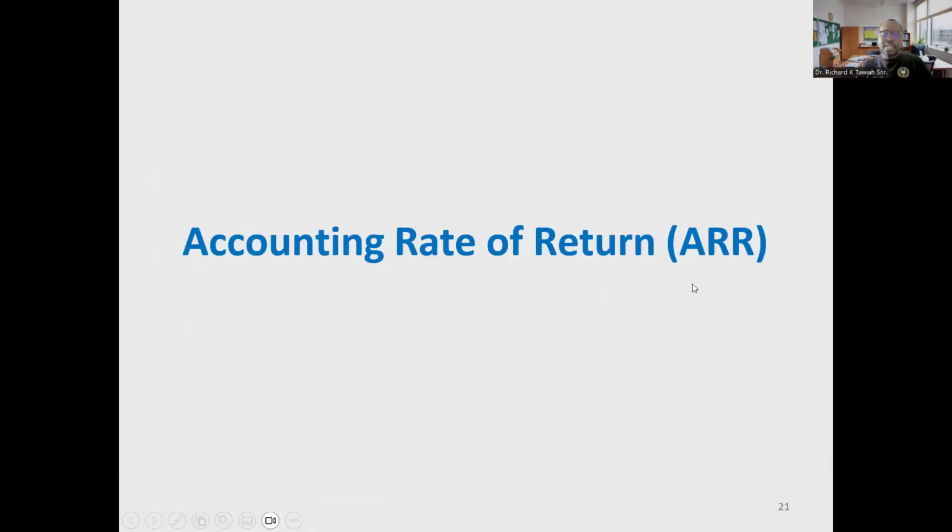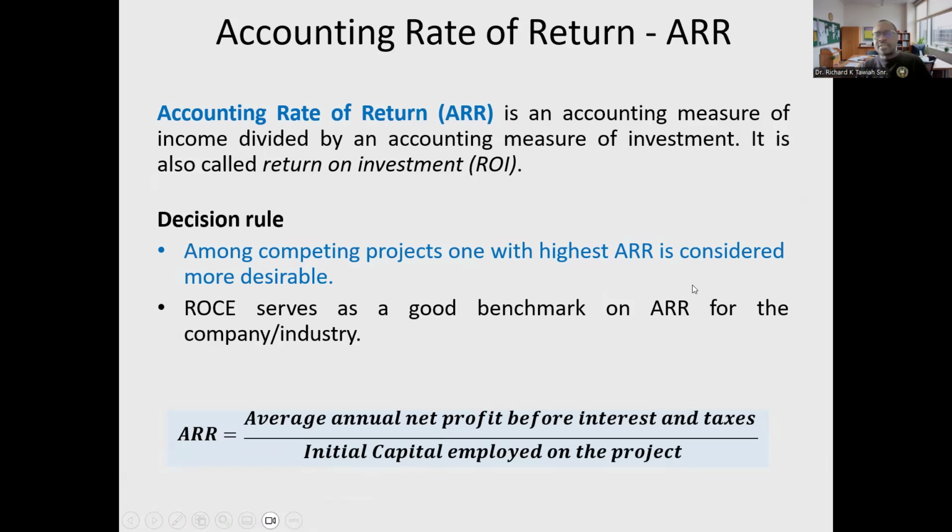Average accounting rate of return, or accounting rate of return, also called return on capital employed. So it's an accounting measure where we have the income divided by an accounting measure of investment. It's also called return on investment, return on capital employed. Sometimes some will even equate it to return on shareholders' funds. Among projects, what decision do we go for? If you have more than one project, choose the one with the highest ARR.